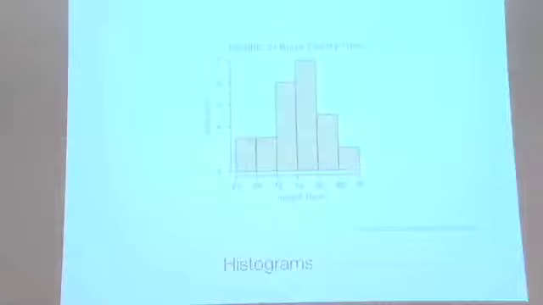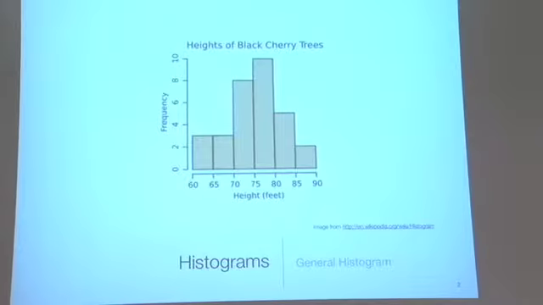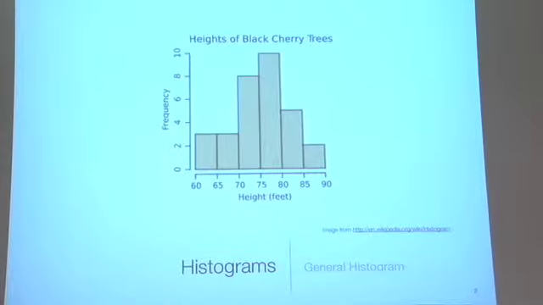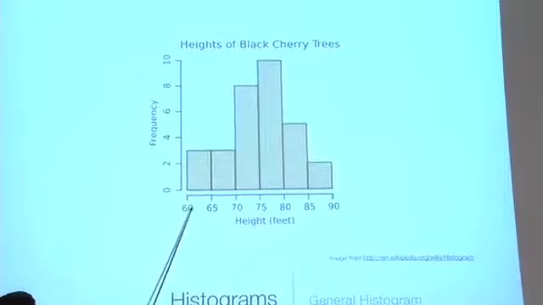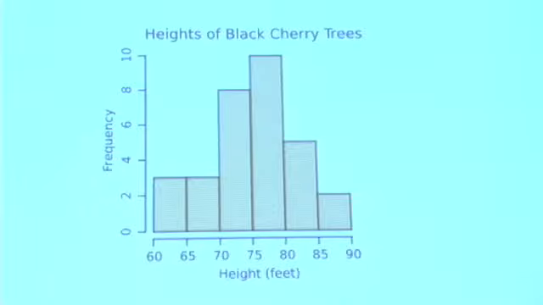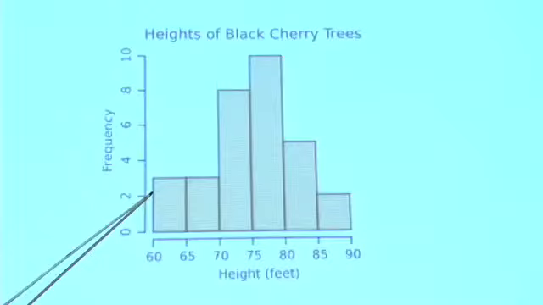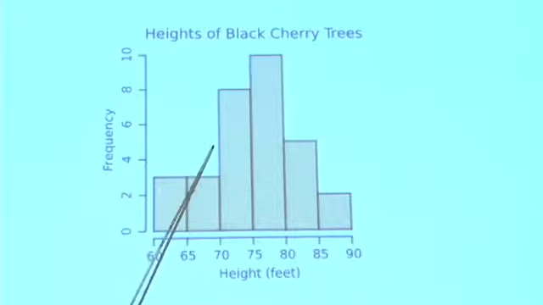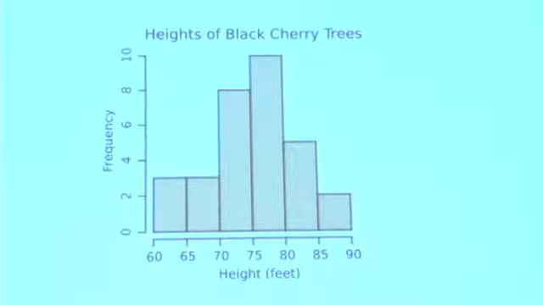So for example, this is a histogram of black cherry tree height. Basically it's showing you a count of information, so how much of something exists. In this case, there's a height for black cherry trees. They range from about 60 feet to 90 feet tall. And then it shows us on the y-axis the count of how many trees actually exist at each of those particular heights. As you can see, in the range of 60 to 65, we have 3 trees. 65 to 70, we have 3 trees. 70 to 75, we jump up to 8 trees, and so on and so forth.